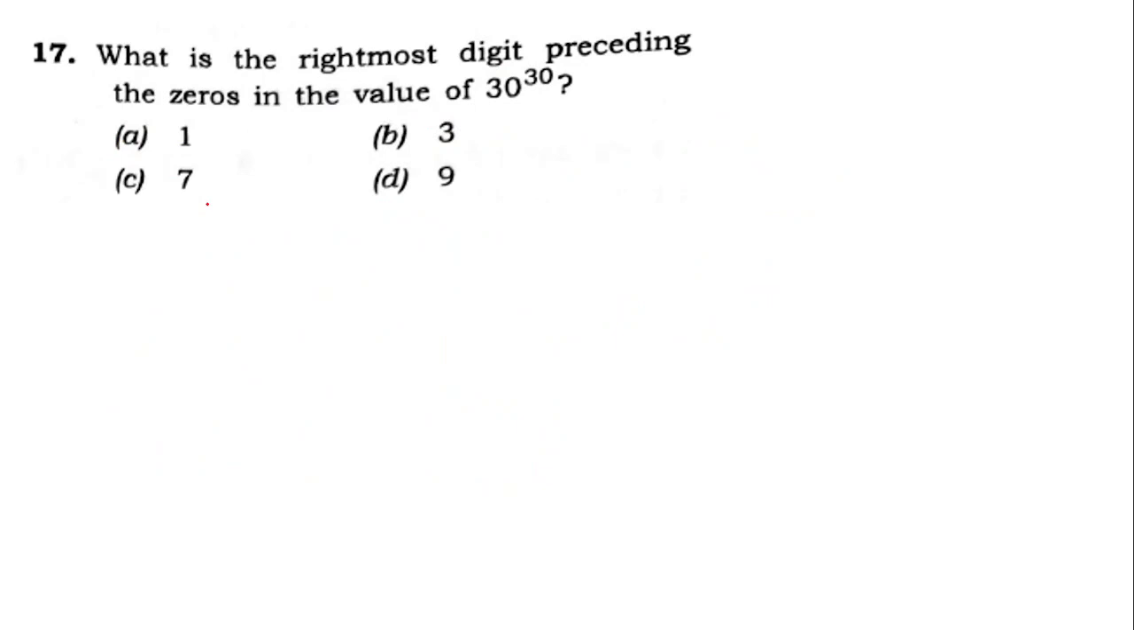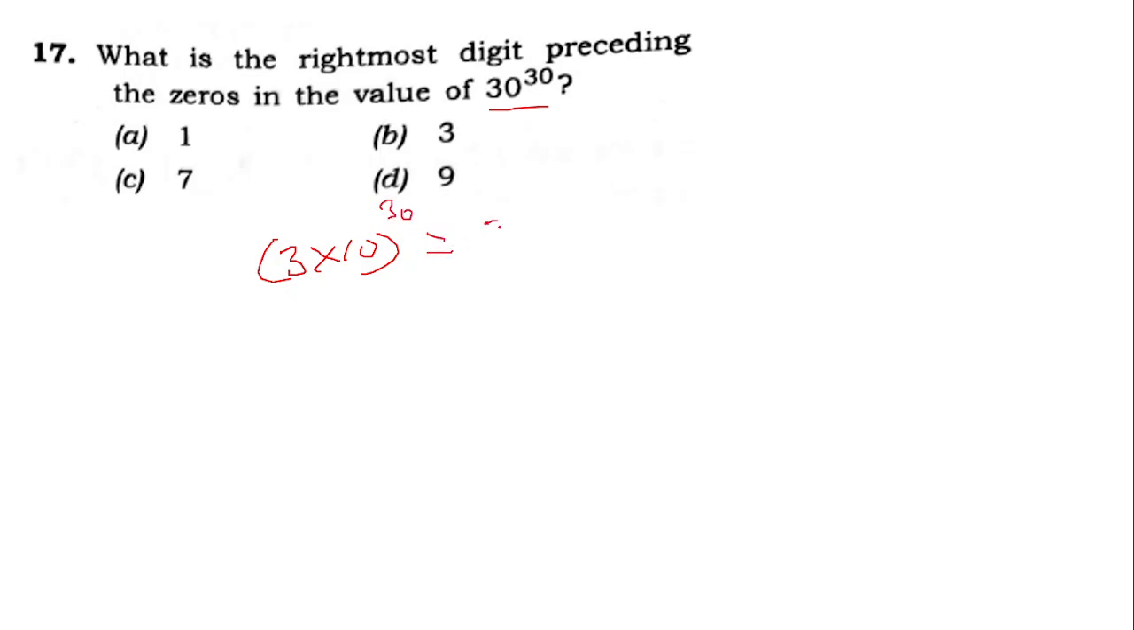Next question. What is the rightmost digit preceding the zeros in the value of 30 to the power of 30? Okay, so friends, here we have to understand a concept called unit digit cyclicity. For example, 30 to the power of 30, I am going to write like this: 30 I will write as 3 into 10, so (3 into 10) to the power of 30.